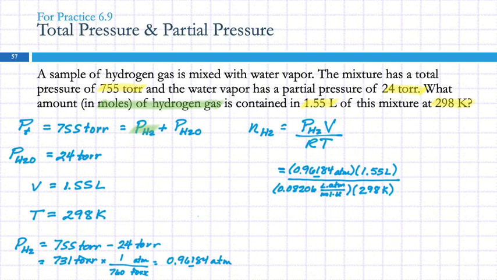Again, be careful doing this on your calculator, because this is the sort of problem people mess up a lot. So 0.96184 times 1.55 divided by the quantity, open parentheses, 0.08206 times 298, close the parentheses, equals 0.060966 moles.